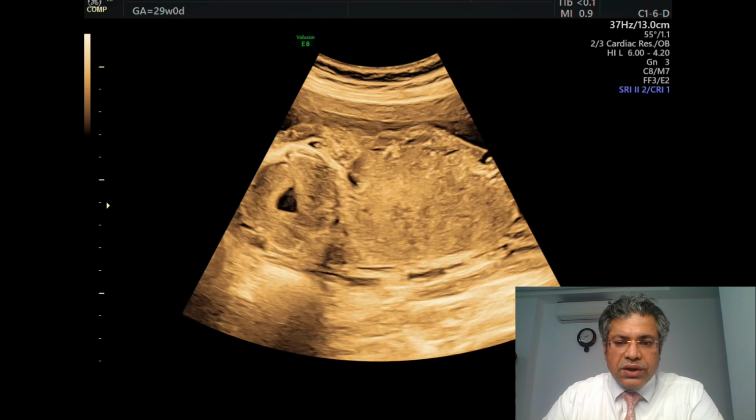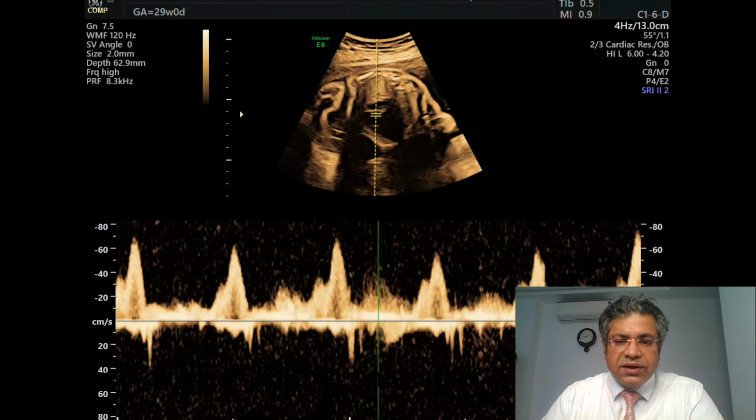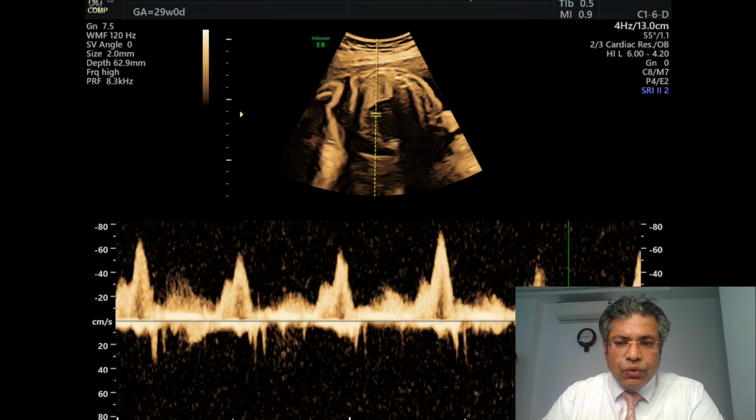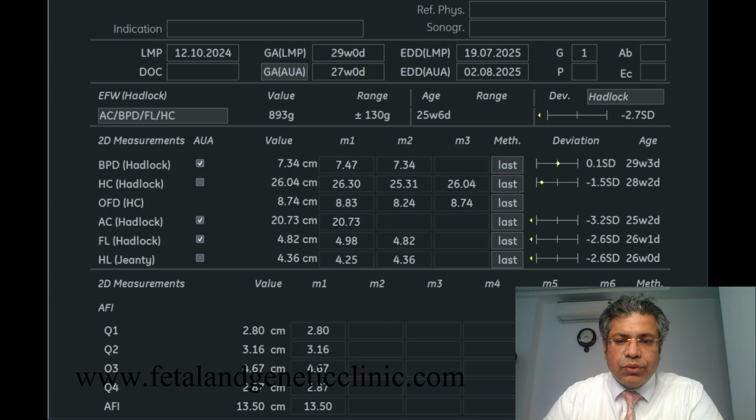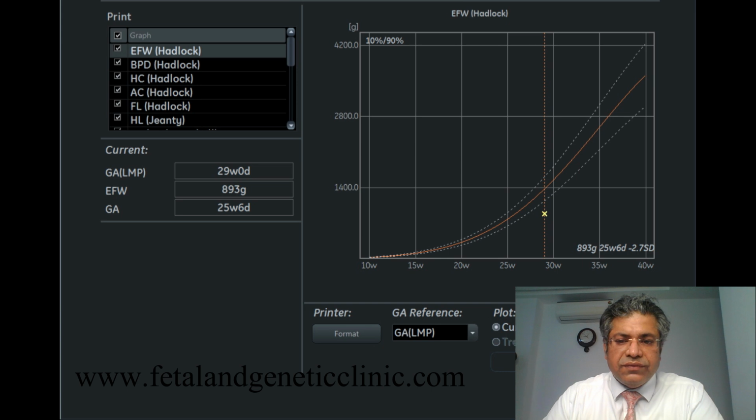If we look in greater detail, we can identify that the baby is not in cardiac failure at the moment. But if we do the biometry, we identify that the baby is hardly growing. So the baby has a very severe IUGR, and we can identify this by this graph.